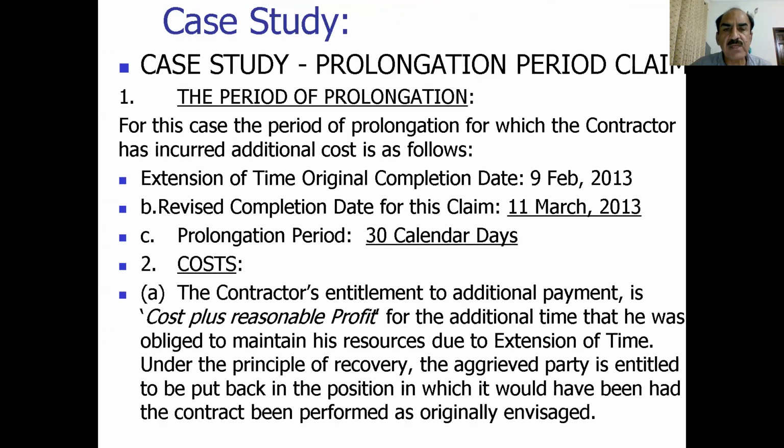For example, the case study of the prolongation claim, or the case of a period of prolongation for which the contractor has incurred additional cost, extension of time. The original completion date was 9 February 2013, but the revised completion date was 11 due to delay in the possession of site. So the prolongation period is 30 days, and for the cost associated with this prolongation, the contractor is entitled to additional payment, which is cost plus reasonable profit.